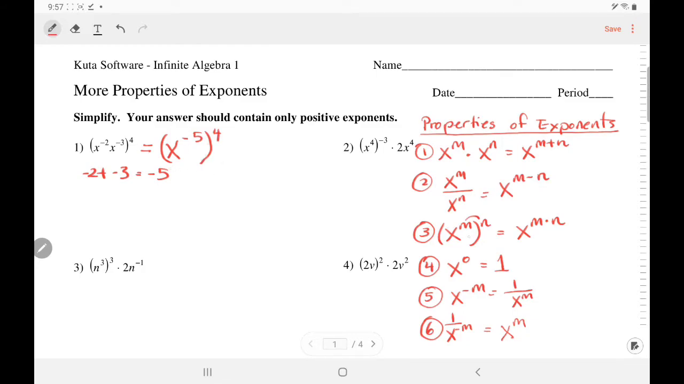Now use property 3, where you multiply the exponent. So it's x to the -20. Now use property 5. When you have a negative exponent, it is reciprocal. So x goes to the bottom and it is now positive.